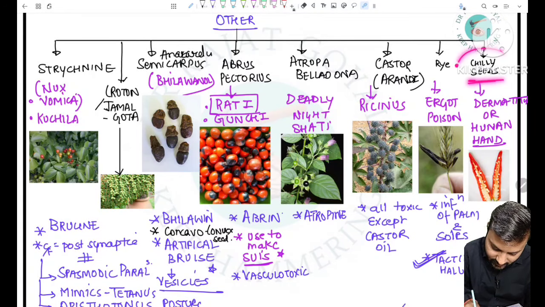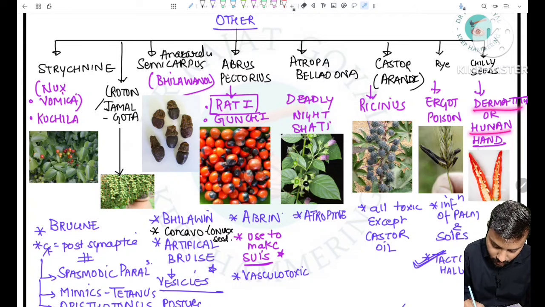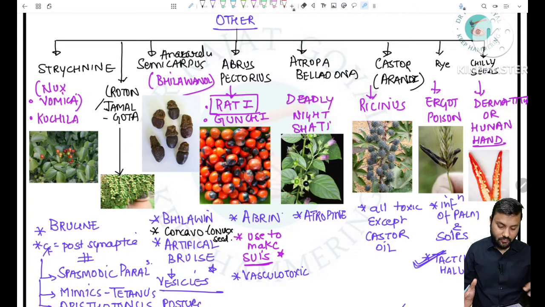Now the last one is chili seeds. Chili seeds, which we can also see in chili flakes, will lead to dermatitis or Hunan hand. So a reddish colored hand will be there, and inflammation will be there. Severe itching will be there.